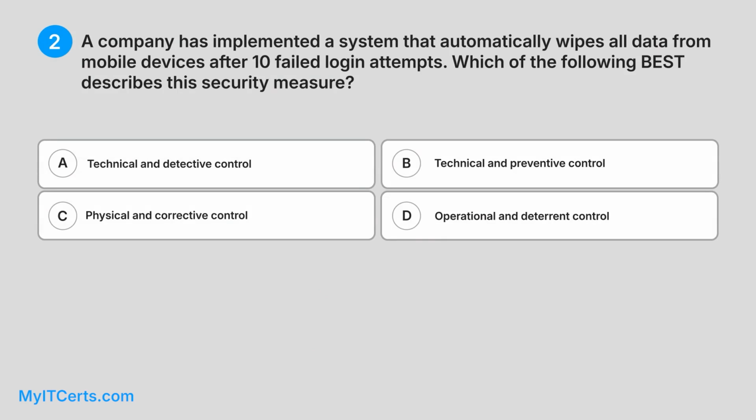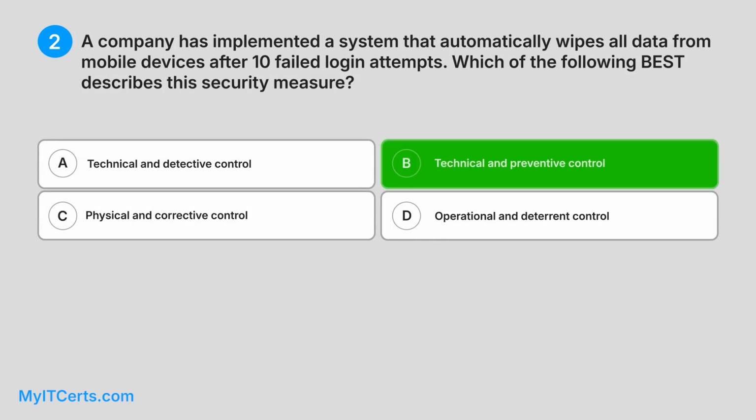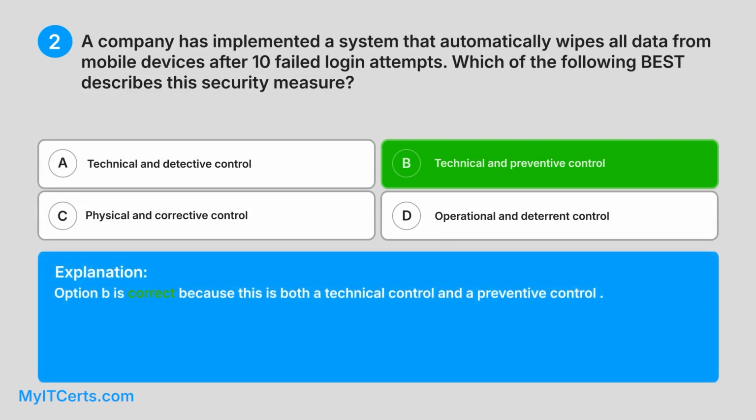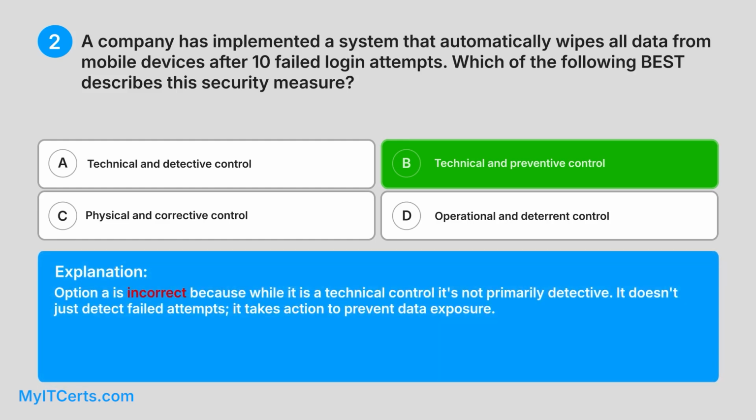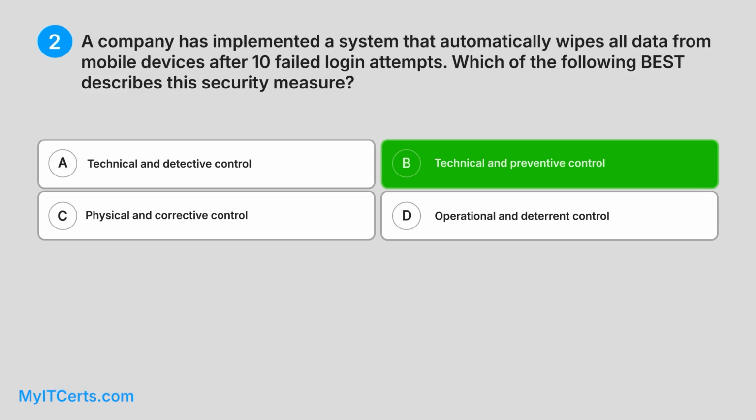Correct answer. B. Technical and preventive control. Explanation. Option B is correct because this is both a technical control and a preventive control. Option A is incorrect because while it is a technical control, it's not primarily detective. It doesn't just detect failed attempts. It takes action to prevent data exposure.